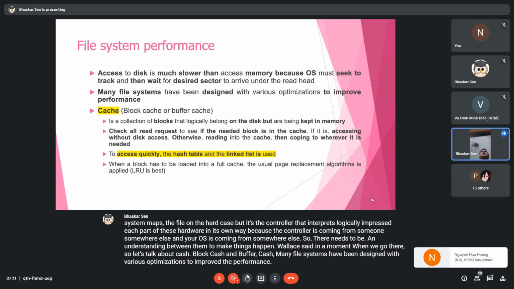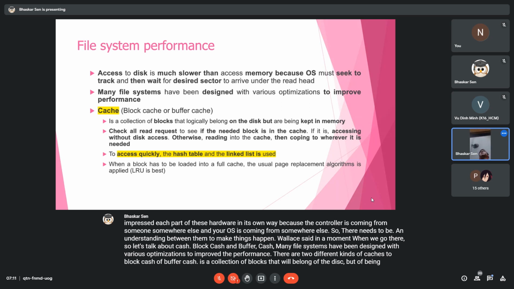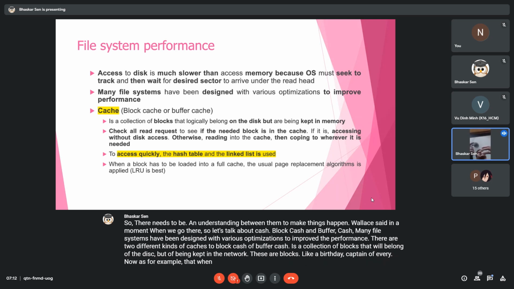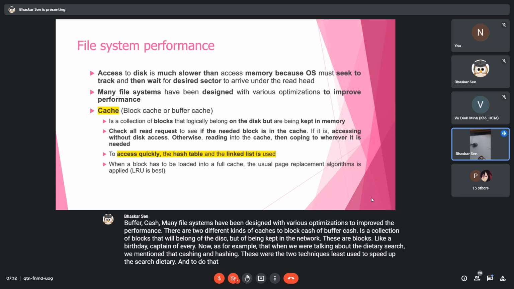There are two different kinds of caches, the block cache or buffer cache, which is a collection of blocks that logically belong on the disk but are being kept in the memory. These are blocks, but they're kept in the memory. Now, for example, when we were talking about the directory search, we mentioned that caching and hashing were the two techniques that we could use to speed up the search of a directory. And to do that, we basically created another directory, a kind of cache directory, and we started storing it.